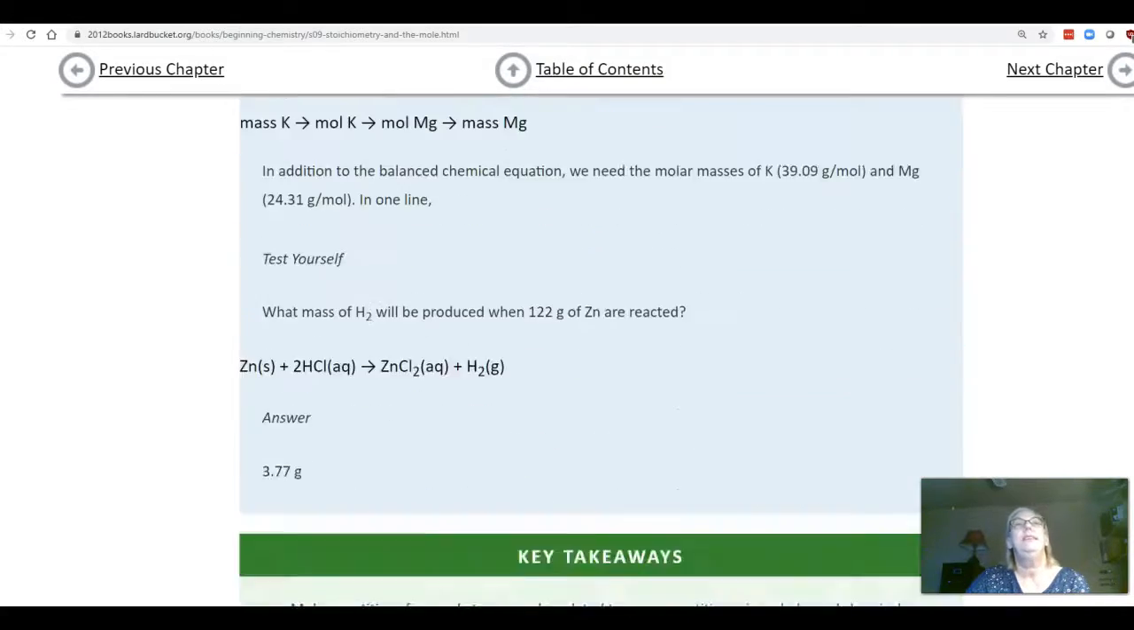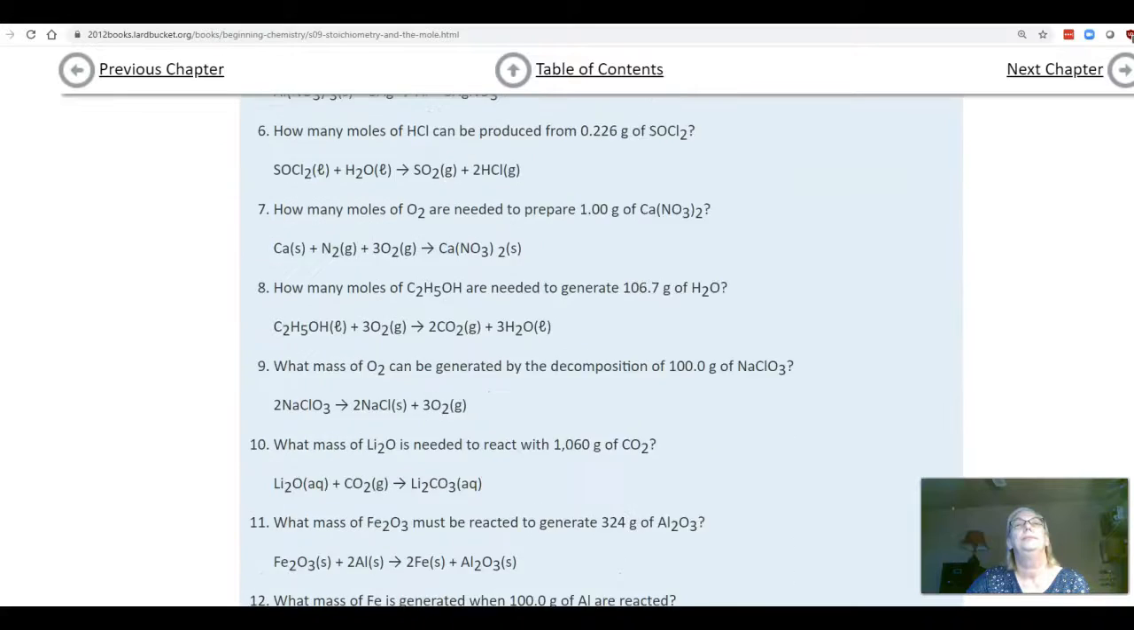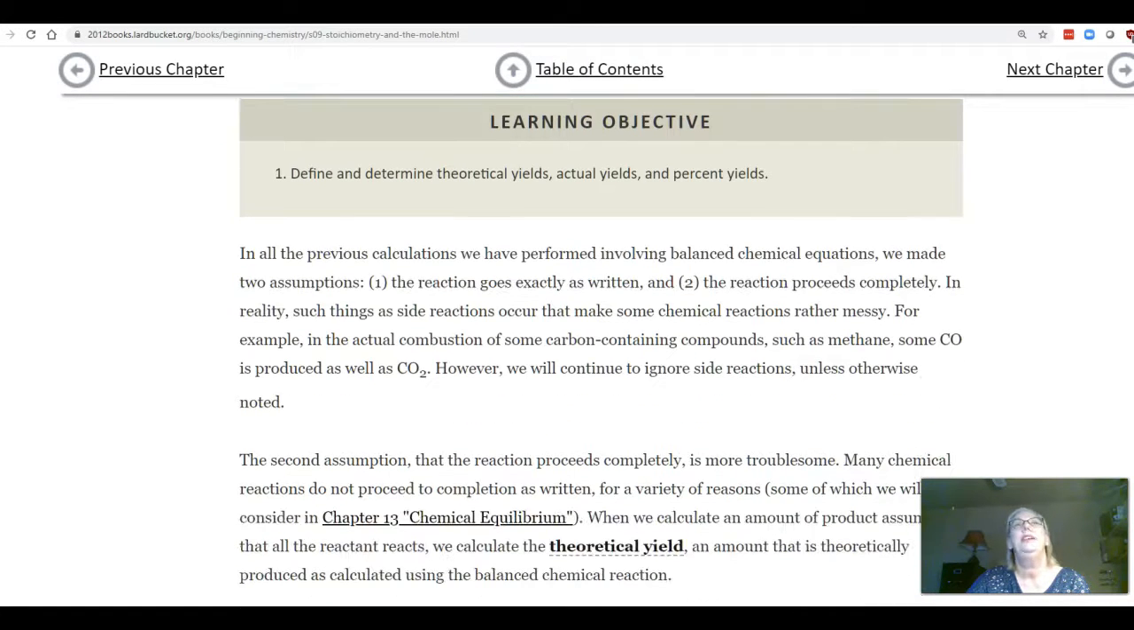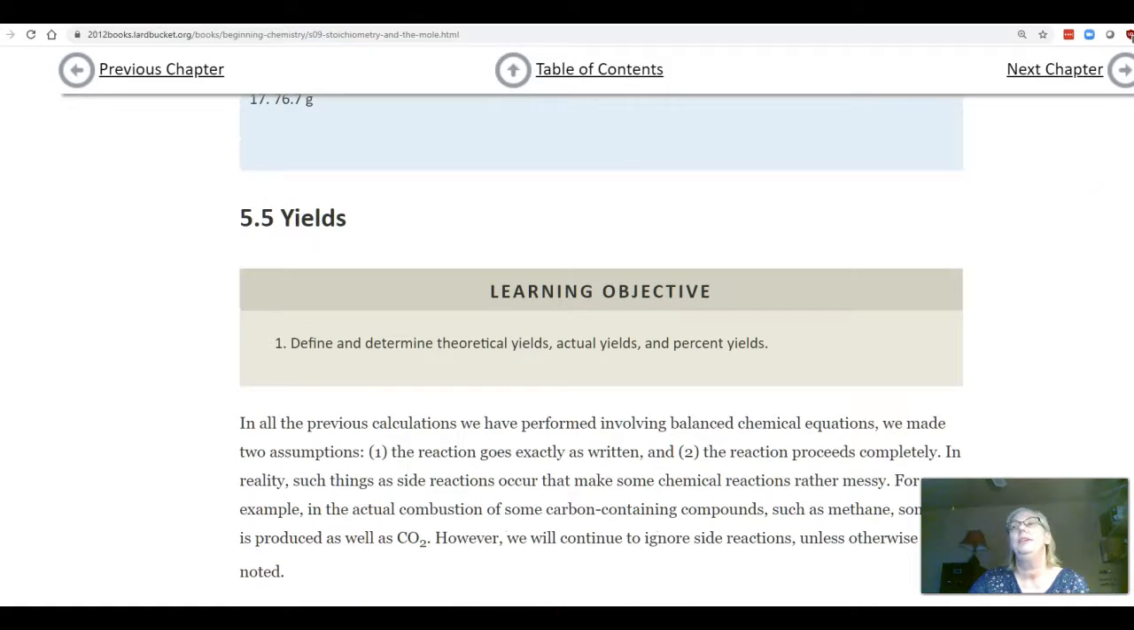The next thing we're going to talk about, so do all these practice problems and check your answers, is yields. This part is important when we get to the lab, because generally in chemistry you are graded on how much you produce when you do a lab, and that's called the yield.